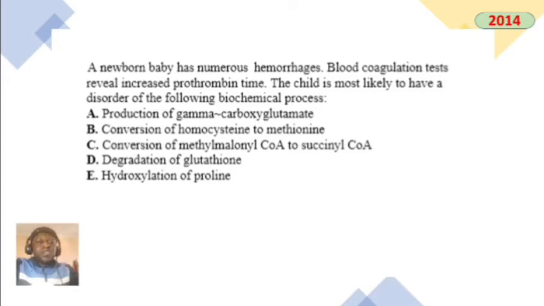A newborn has numerous hemorrhages. Blood coagulation tests reveal increased prothrombin time. The child is most likely to have a disorder of the following biochemical process, right? If you still remember, we talked about vitamin K dependent clotting factors, right? For what? For gamma carboxylation of glutamic acid, right? So on this question, the answer is production of gamma carboxyglutamate. That's the answer.